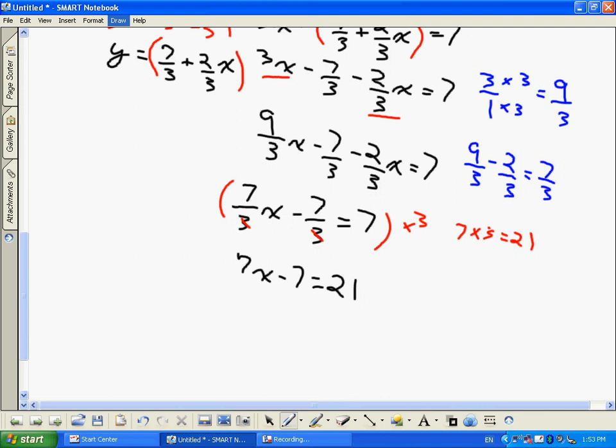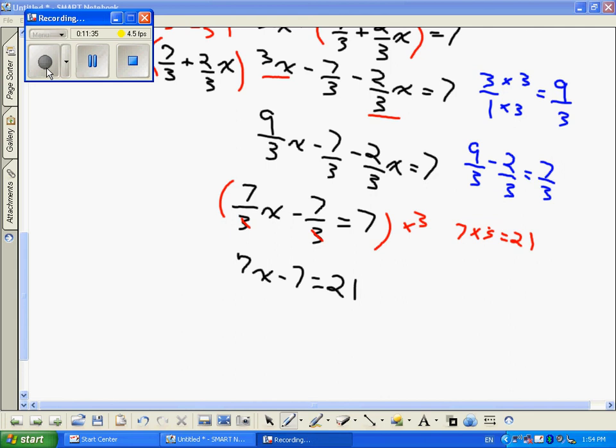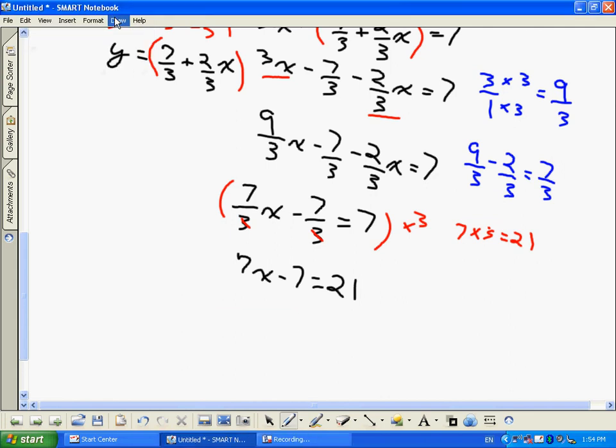So isn't it times 3 by everything? I mean, at the top. So wouldn't it be like 21? Okay. Now that we have this, we'll move the 7 to the other side. It becomes 21 plus 7, which is 28. x is equal to 4.